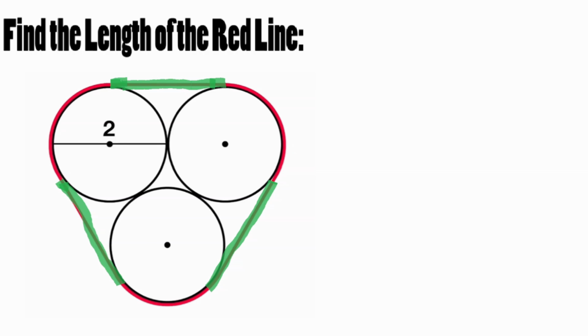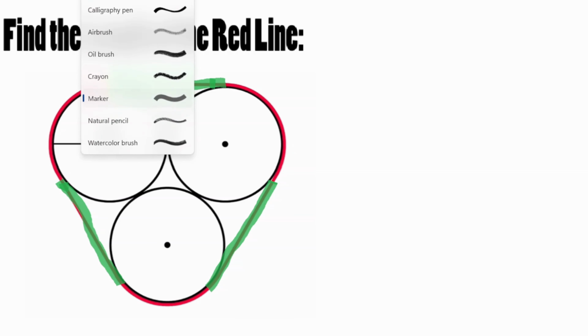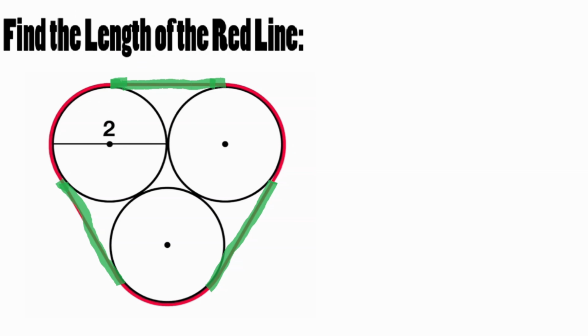Since the circles are all identical to one another, these three green segments are also identical in length to one another. So in finding the length of our red line, we know that 3 times the length of the green segment shows up. I'm going to go ahead and write that down. The total length, which I'll note as L, is equal to 3 times the green segment. Of course, we don't know how long that is yet, so we're going to have to figure that out.